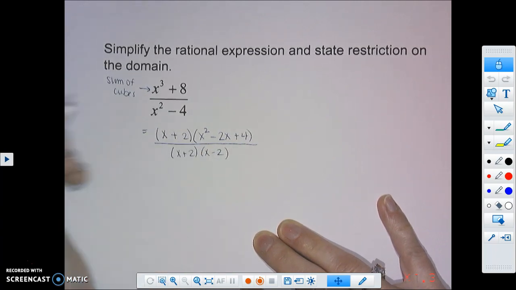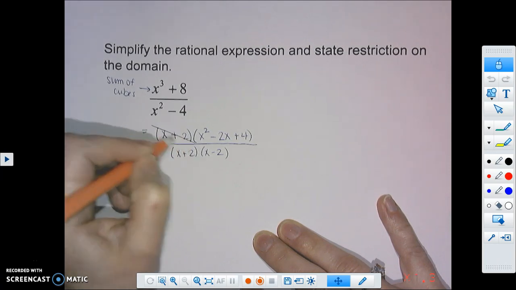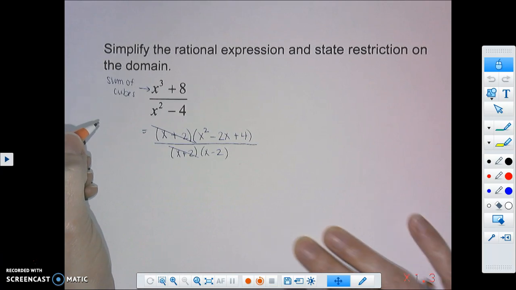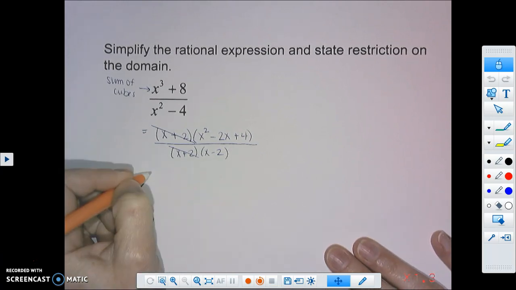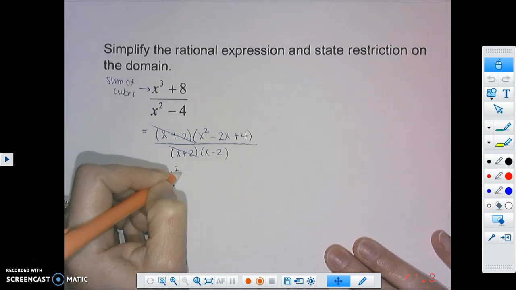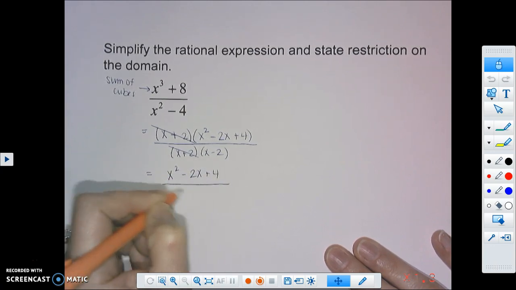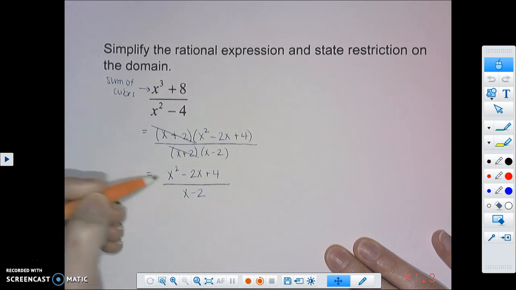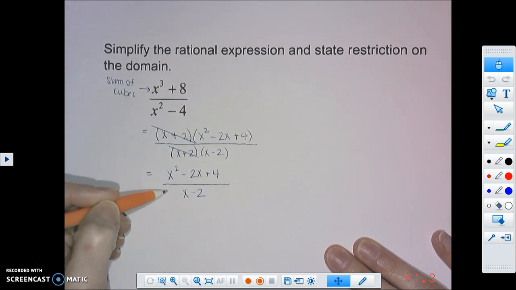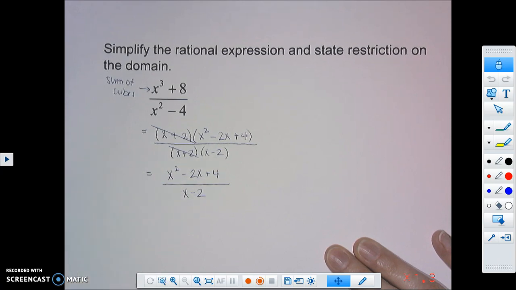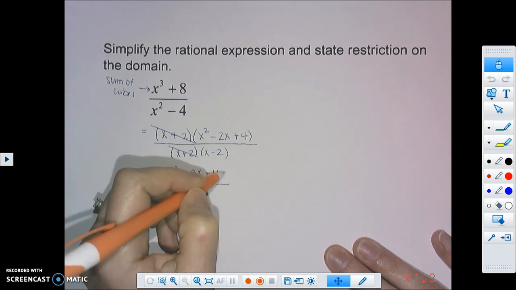Once everything's completely factored, we're going to cross off factors that are the same. So these are both the exact same thing in the parentheses, so we're able to cross those off. So the first part of our answer, we are left with x squared minus 2x plus 4 over x minus 2. The numerator is a trinomial and the denominator is a binomial, so we can't cross off parts here. We can't simplify any other pieces of this, so that's the first part of our answer.